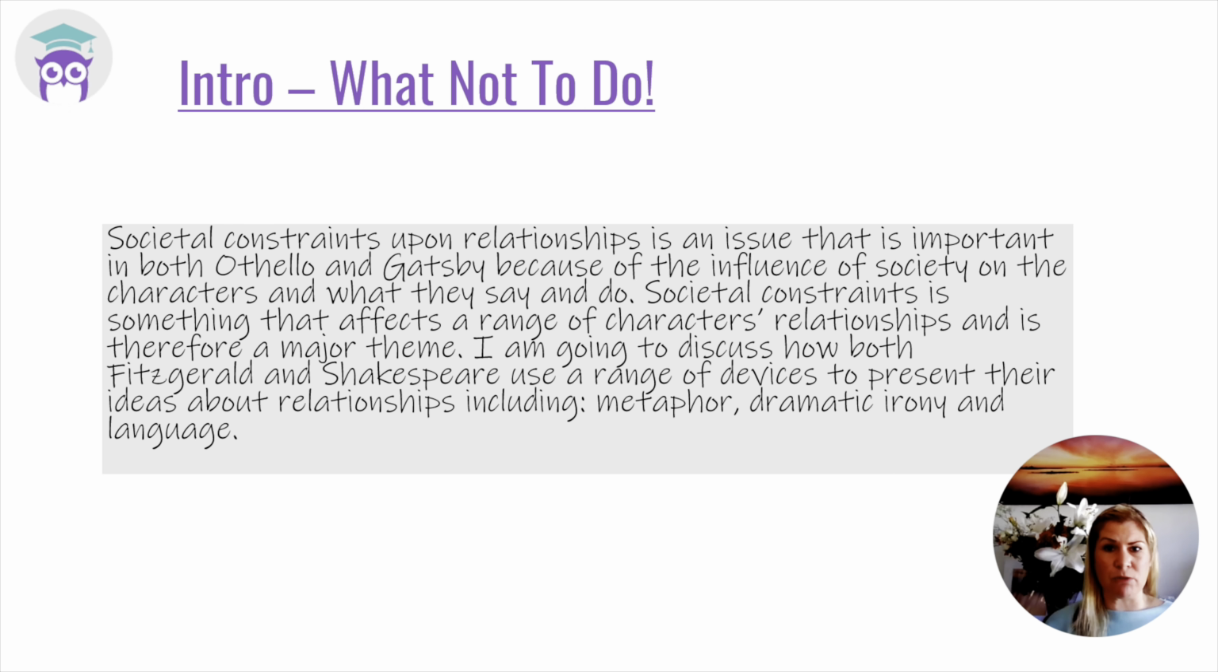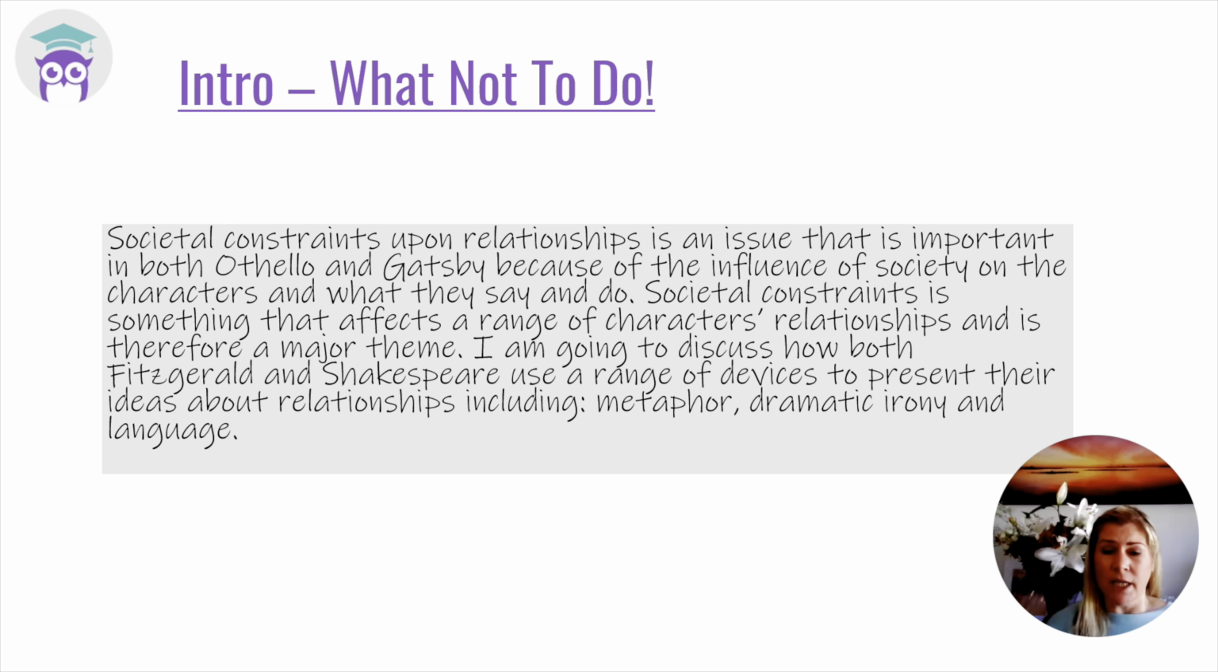Societal constraints upon relationships is an issue that is important in both Othello and Gatsby because of the influence of society on the characters and what they say and do. Societal constraints is something that affects a range of characters' relationships and is therefore a major theme. I'm going to discuss how both Fitzgerald and Shakespeare use a range of devices to present their ideas about relationships, including metaphor, dramatic irony, and language.